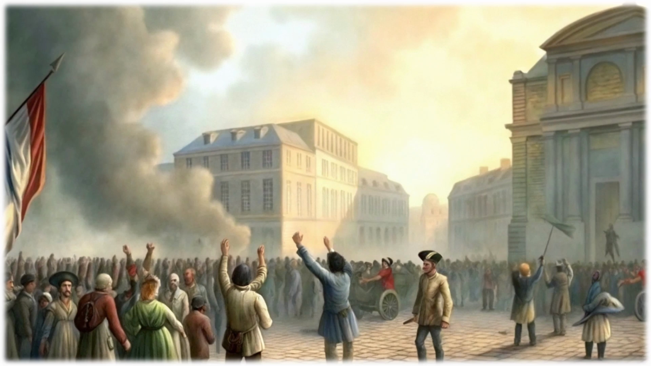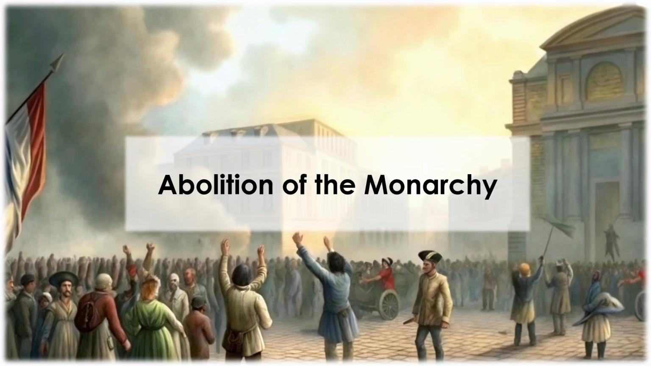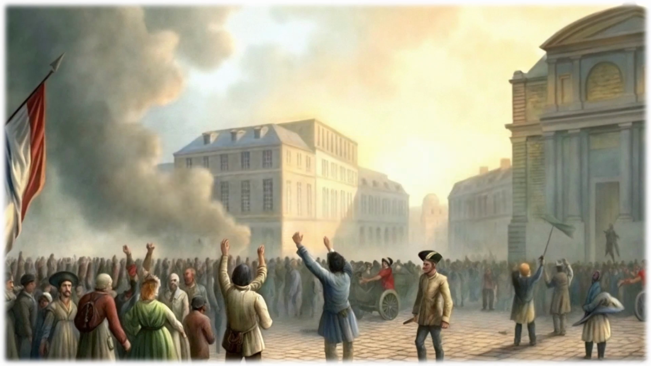A few years later, in 1792, the French said, "We don't need a king anymore." They overthrew Louis XVI and made France a republic. This was a huge change because before the king always had the power. Many cheered, but it also became chaotic.